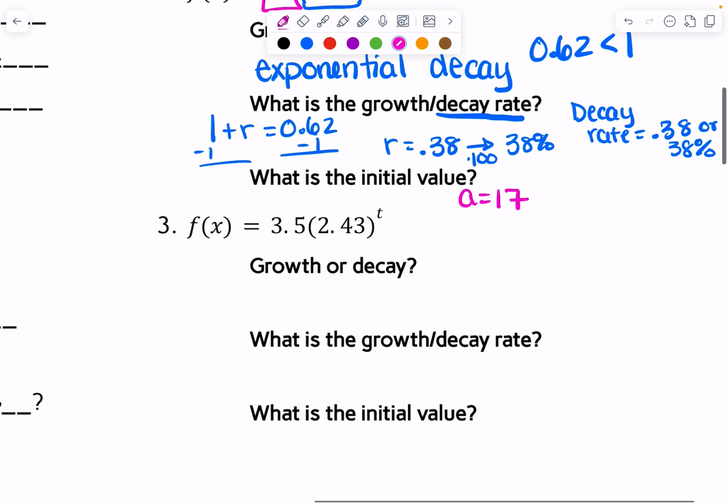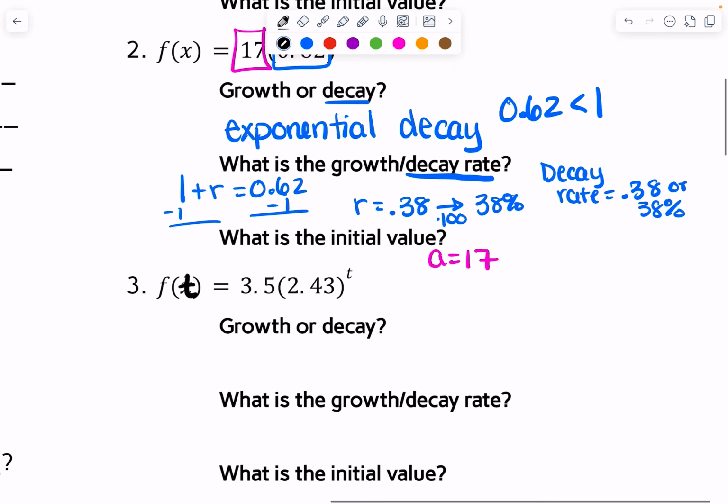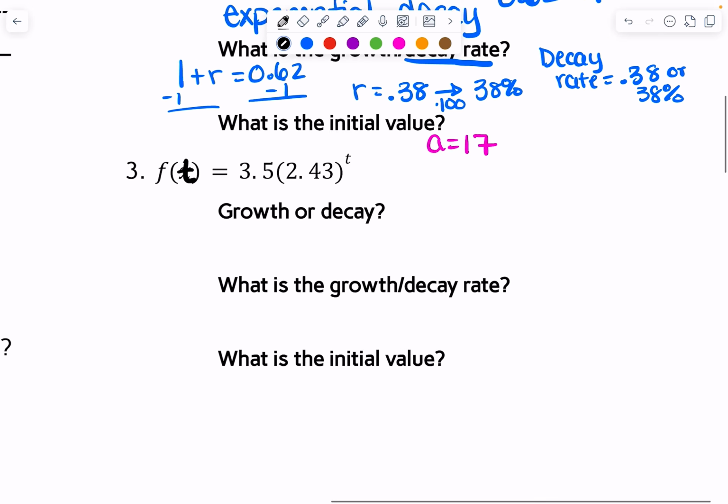We have one more example before you're able to move on in your mastery pathway. We have f of x equals 3.5 times 2.43 to the t power. Oh, that was a mistake on my part. Since I have a t in the function, it should be a t in my function notation. So if you can just take a moment to change that f of x to f of t, that would be lovely.